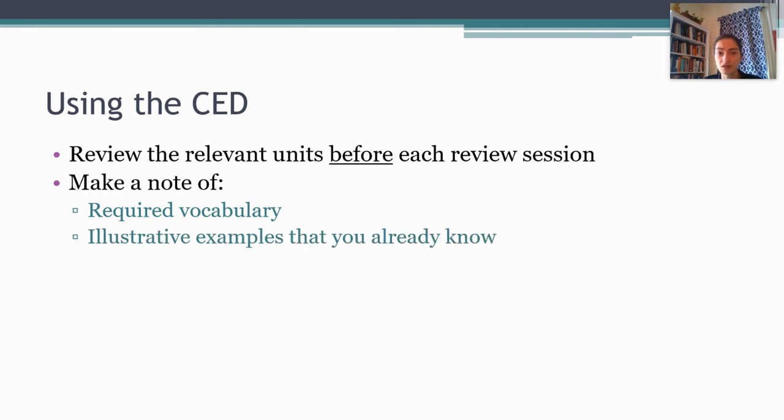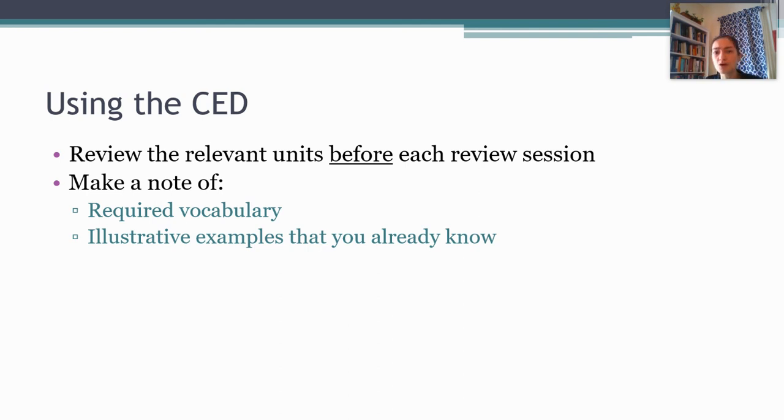And then you also want to make a note of the illustrative examples that you already know, because those are not fair game for them to just directly ask you to recall every single one, but they're going to be very, very, very useful in writing your short answer and your DBQ responses, right? A lot of outside evidence points in the DBQ come directly from that list of illustrative examples or from that required vocabulary in the CED. So those are the specific things that you want to focus on when you're reviewing these units.